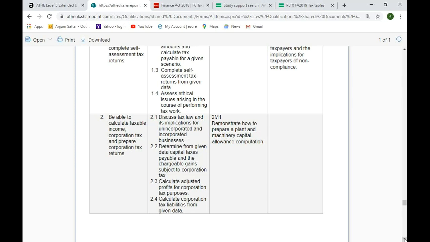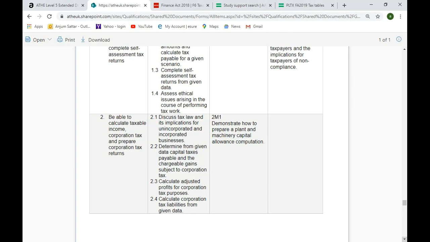Then we have the second assessment criterion 2.2: determine from the given data the tax payable and the chargeable gain. We can calculate from the data. We have picked some data which we'll go through. Calculate the adjusted profit, making adjustments, and then calculate the corporation tax liability from the given data.